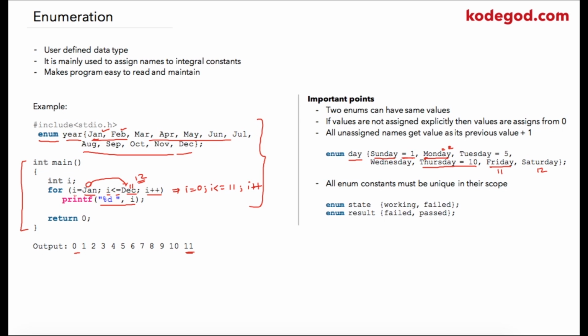Now the next point is all enum constants must be unique in their scope. So for example, suppose I have these two enums and I am using the enum constant failed in both of these results, in this case the compiler will give an error. So across your enums, all the enum constants should be unique. So this is how we use enumerations in C. These are very easy to use. A few common examples where you can use enum are to declare weeks, months, or the state of a particular process. So these are a few examples of enumerations.